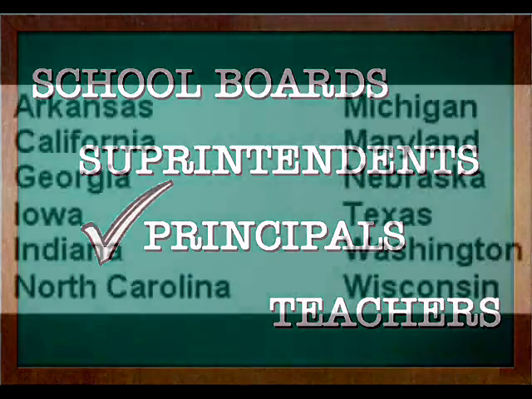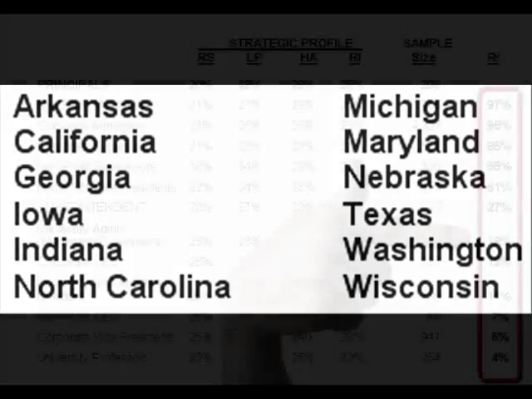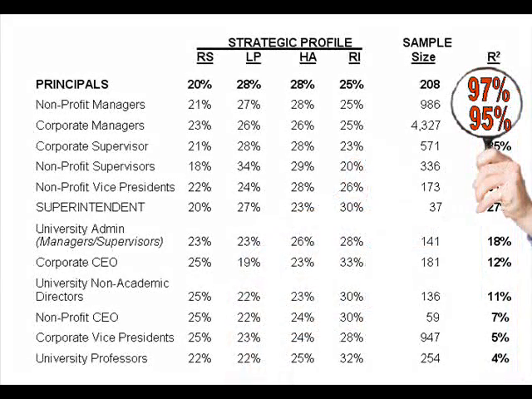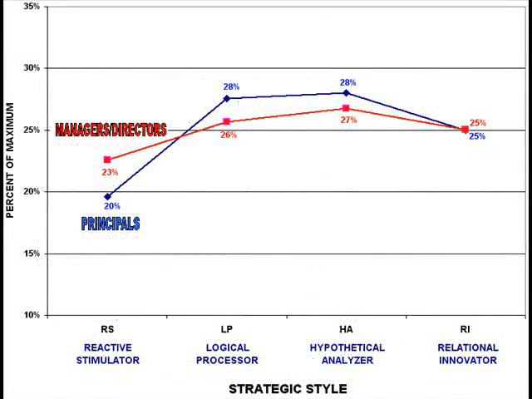And principals are the next level. Our sample includes 208 principals from 12 different states. And the overall profile of these principals seems to match up pretty well with the middle management of other organizations, including over 5,000 managers and directors from corporations, nonprofits, and government agencies. There are differences, but the overall pattern appears to be roughly the same.